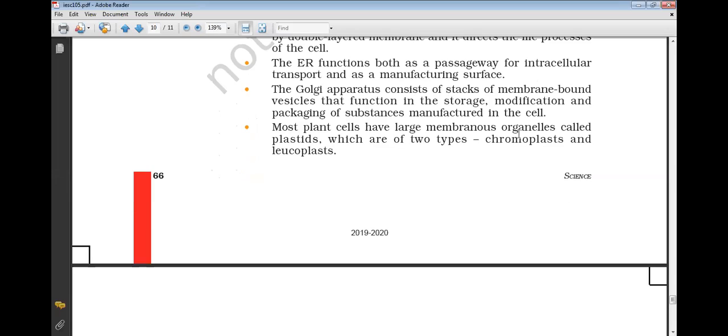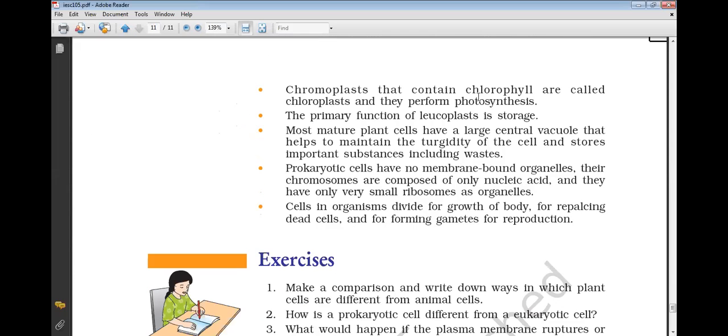Most plant cells have large membrane organelles called plastids. They are chromoplasts and leucoplasts. Chromoplasts that contain chlorophyll are called chloroplasts, and they perform photosynthesis, and they are present only in plant cells. The primary function of leucoplasts is storage. This is another type of plastid. Most mature plant cells have a large central vacuole to maintain the turgidity of the cell.